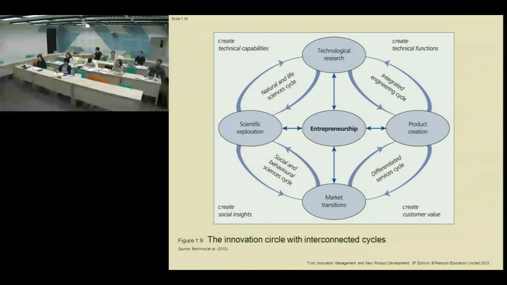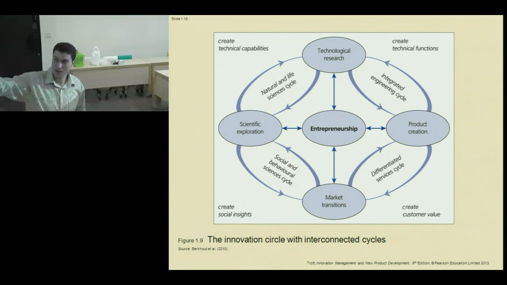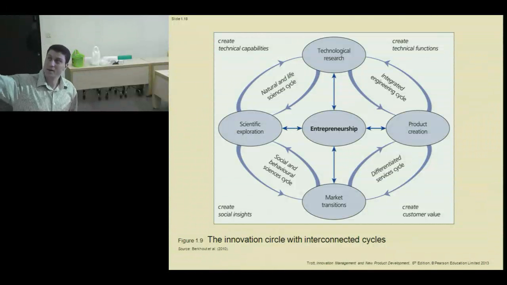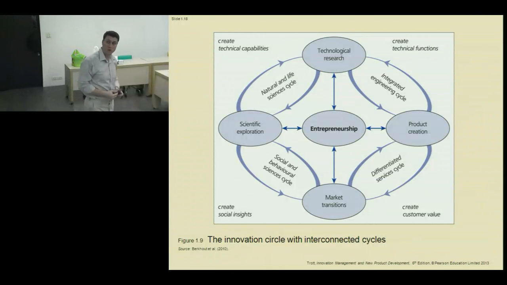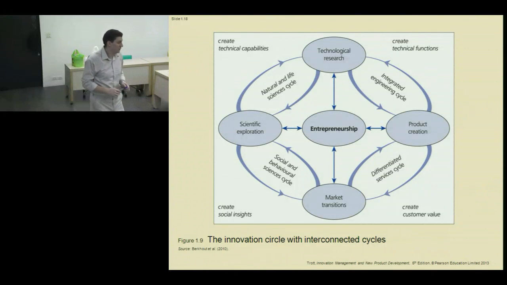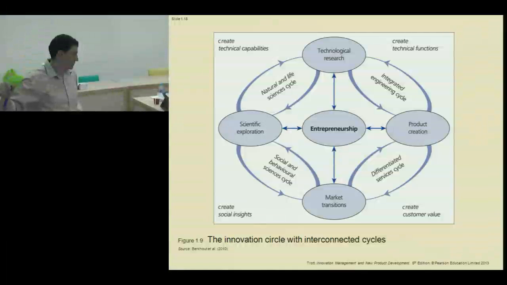So, top right we have technological functions, from R&D to product creation. Bottom right we have customer value. Bottom left we have social insights, from the social and behavioral cycles. And up left we have technical capabilities, because we combine science with technology. That's the innovation circle with interconnected cycles within.